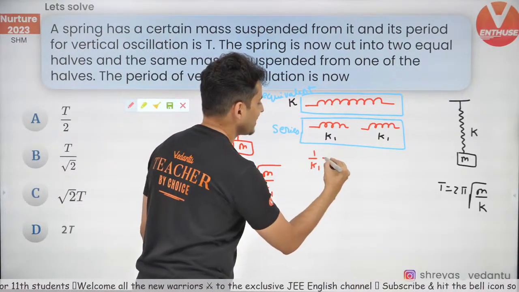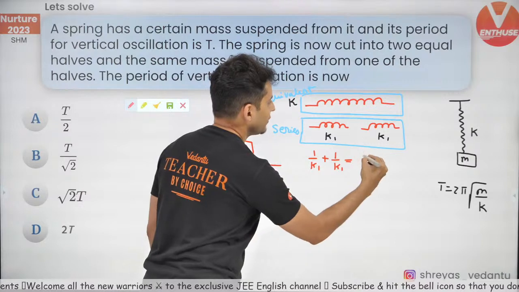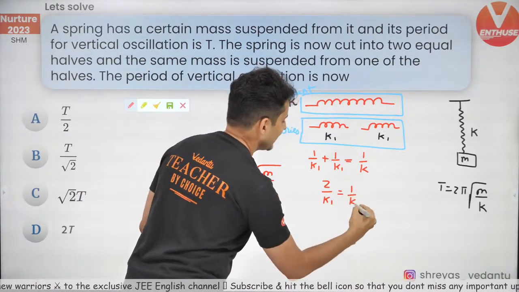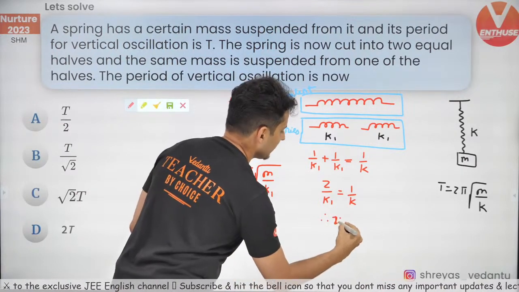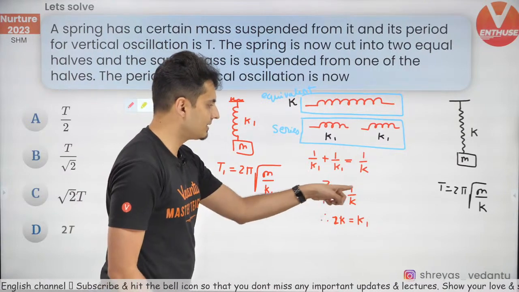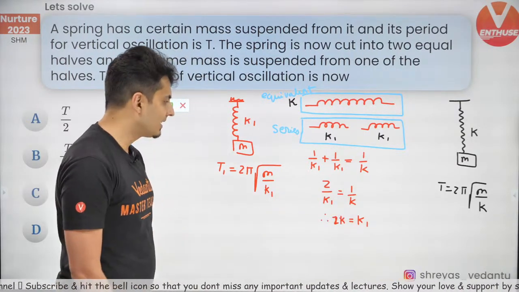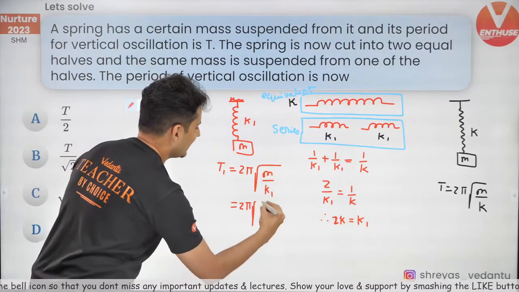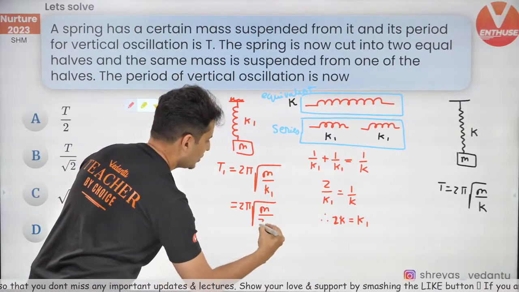So 1 by K1 plus 1 by K1 is equal to 1 by K. So 2 by K1 is equal to 1 by K. Therefore, 2 times K is equal to K1. Cross multiply. Now I can just substitute it here. So let's see, what do I get? 2 pi under root M by 2K.